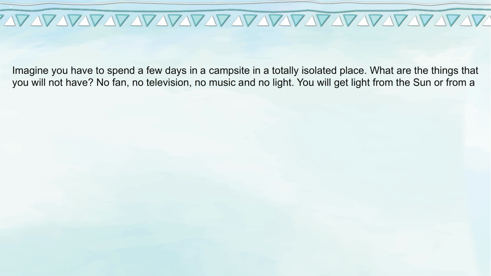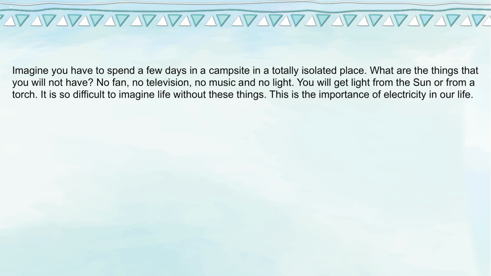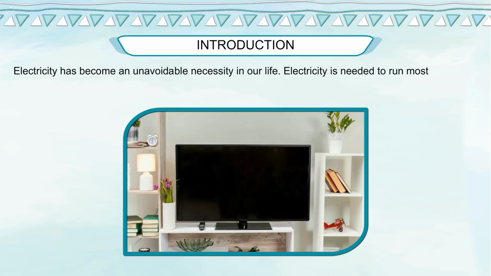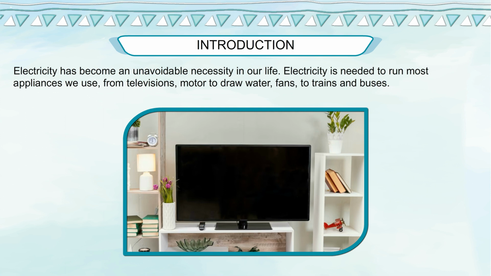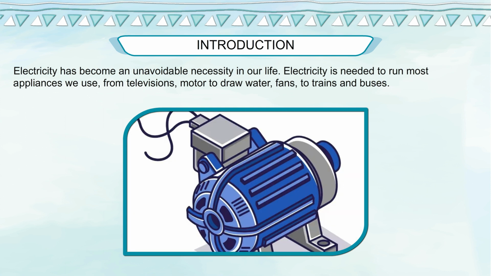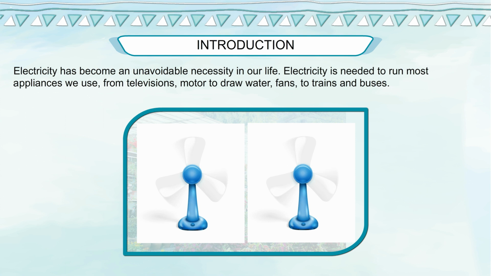You will get light from the sun or from a torch. It is so difficult to imagine life without these things. This is the importance of electricity in our life. Introduction. Electricity has become an unavoidable necessity in our life. Electricity is needed to run most appliances we use, from televisions, motor to draw water, fans to trains and buses.